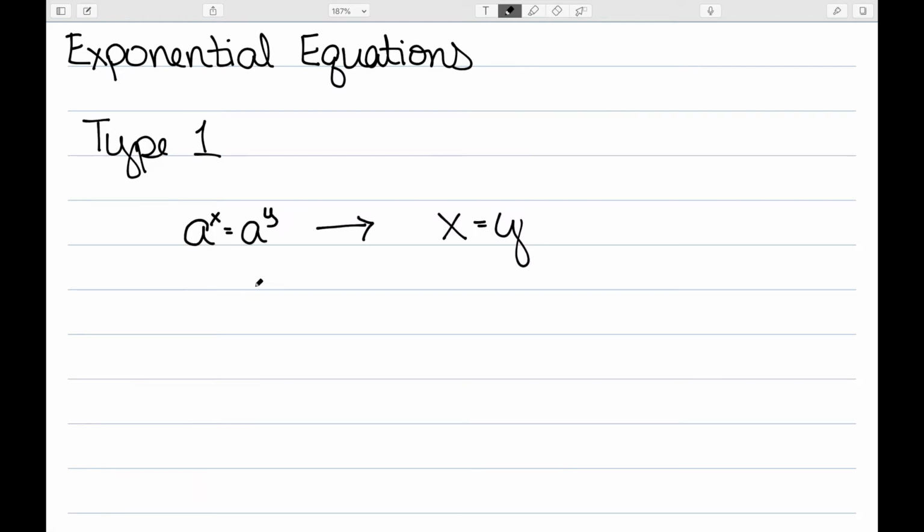I now want to look at solving exponential equations, and there are two types of exponential equations. The first type that we're going to look at, I'm going to call type 1, and we're going to use a very basic rule for that. It says a to the x equal to a to the y implies x equal to y. So type 1 are things that we can write as exponents written to the same base. So let's look at some examples of this.